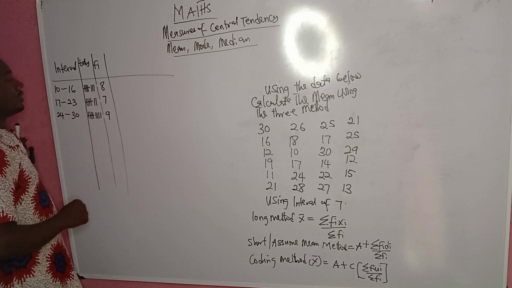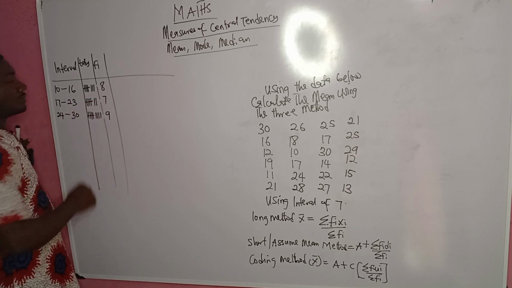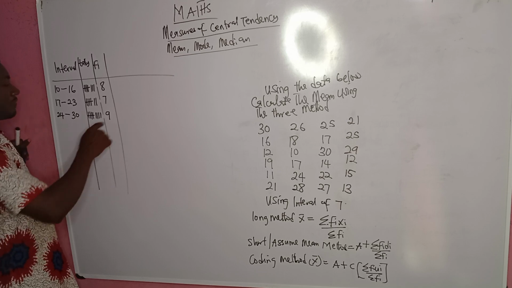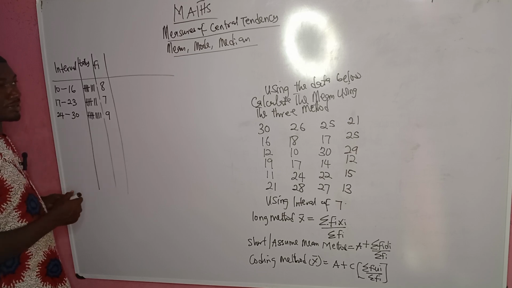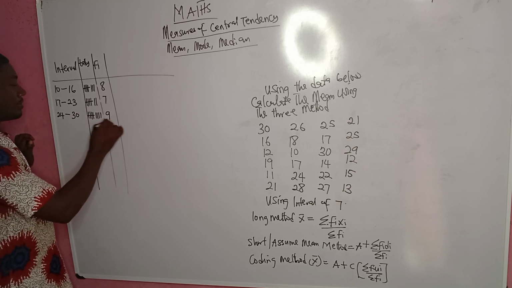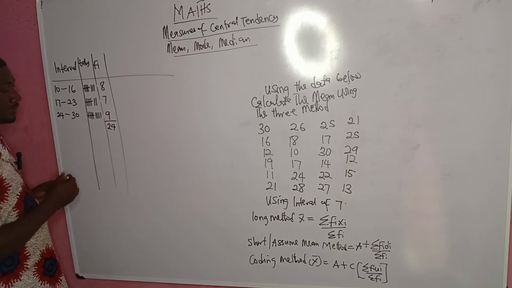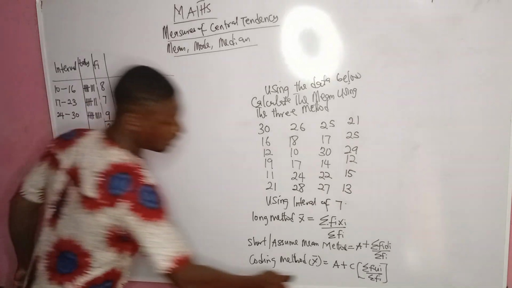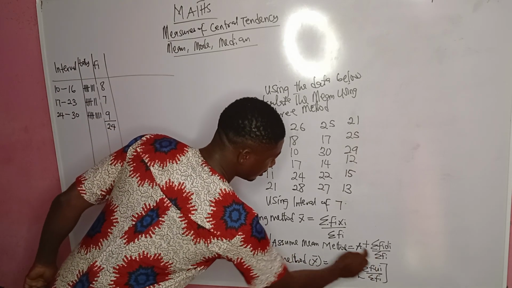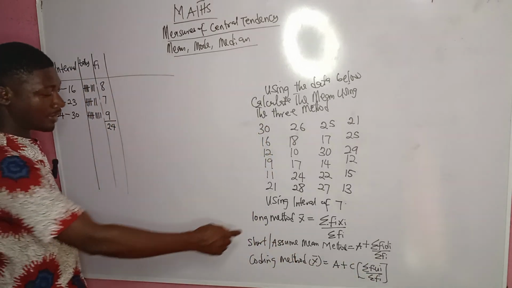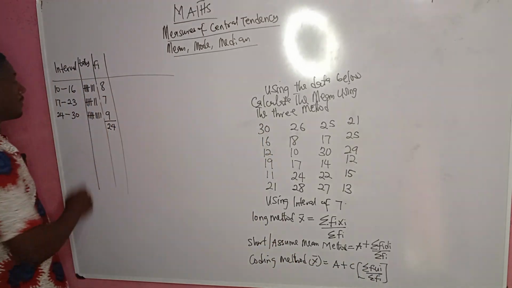8 plus 7, that is 15. 15 plus 9, that is exactly 24. That means we are correct. So that is, with this thing we just got now, the summation Fi. All this Fi you see below under each of the formula that the formula was divided by, it is 24.